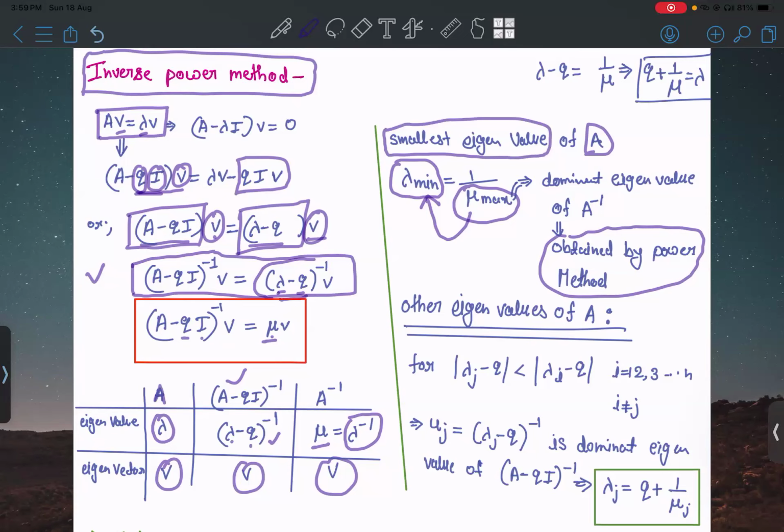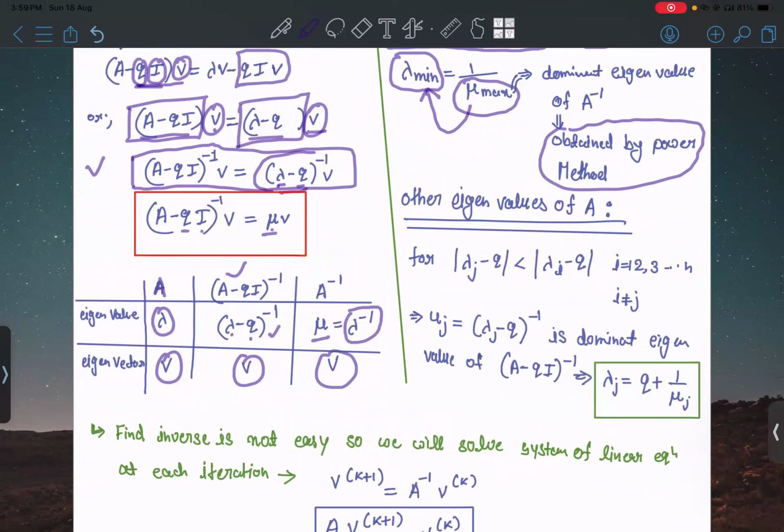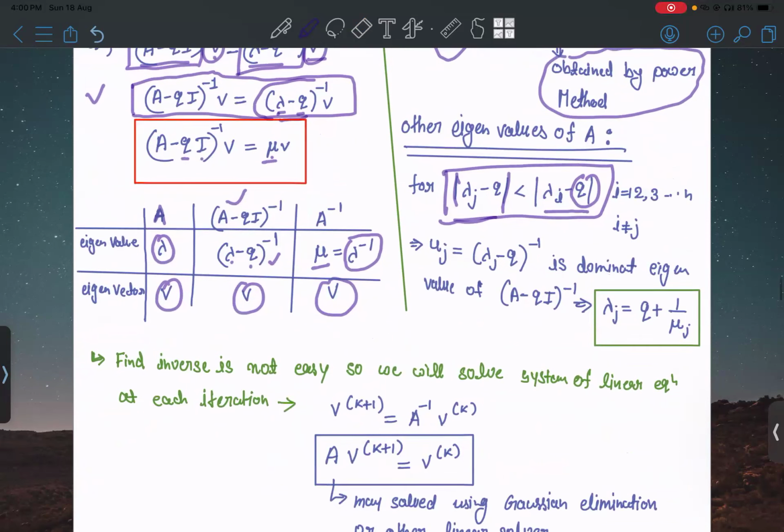And for other values, how can I go? I can choose any q, which is called the shifting parameter. Any q I can choose such that the magnitude of lambda j minus q is very close to lambda j. If this inequality is satisfied, then I can find other eigenvalues. By using this formula, I can find other eigenvalues.